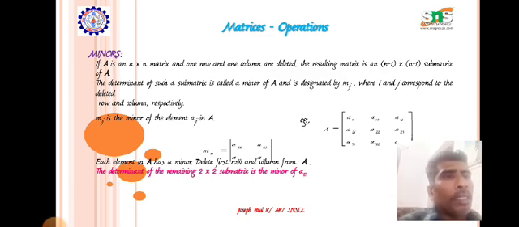An example: a 3 by 3 matrix A is given. I need to find the minor of A11. So the first row and the first column will be eliminated. The minor of the first element is the determinant of A22, A23, A32 and A33. Each element in A has a minor. Deleting the first row and the first column of A, the determinant of the remaining 2 by 2 submatrix is known as the minor of A11.